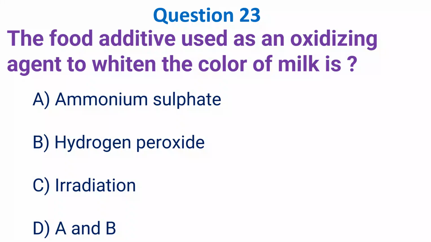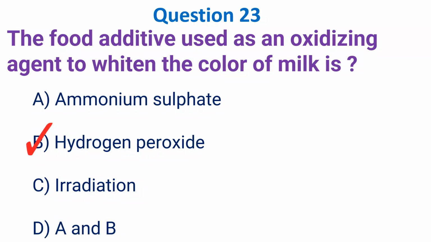Question number 23. The food additive used as an oxidizing agent to whiten the color of the milk is. Options are option A, ammonium sulfate, option B, hydrogen peroxide, option C, irradiation, option D, A and B. Correct answer is option B, hydrogen peroxide.